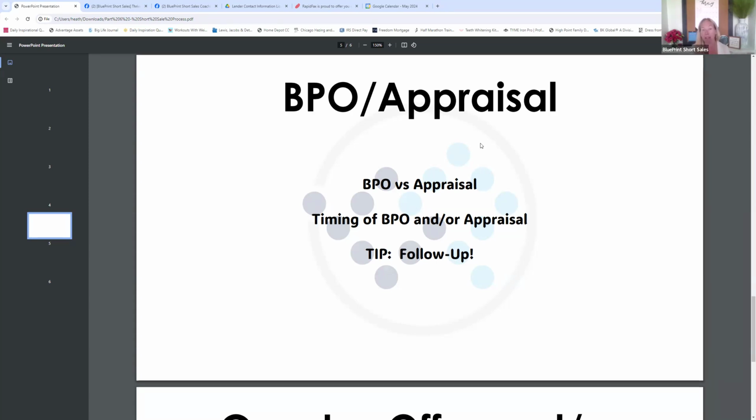The timing of that is tricky. Some banks, once you submit the short sale offer packet, will be triggered right away to order it. But as you're getting updates, this is something you're going to want to ask: have you ordered the BPO? Have you ordered the appraisal? Some banks will not order this until the short sale offer packet is complete, which means they have reviewed everything that you have sent in. It is all complete. They have deemed, that's the word they use, deemed it complete. Then they will order the BPO and appraisal.